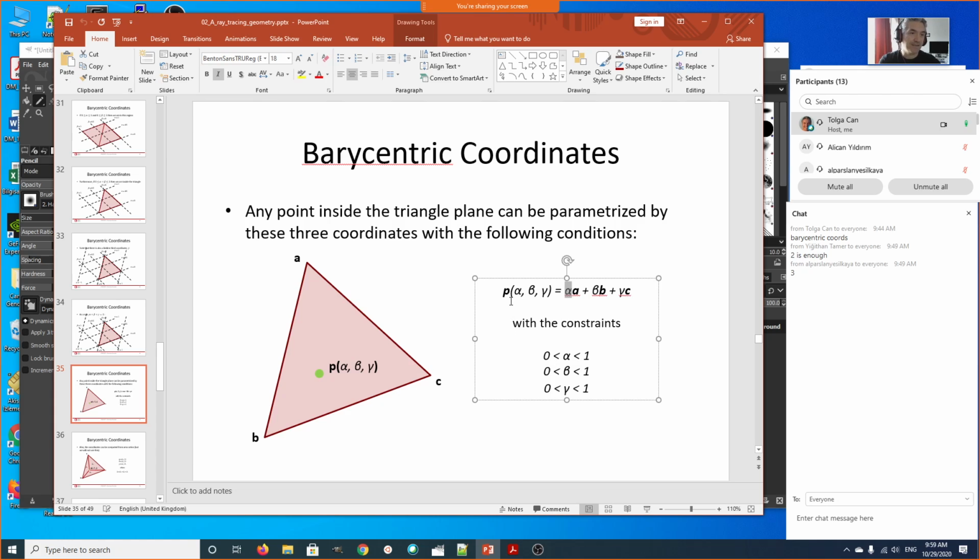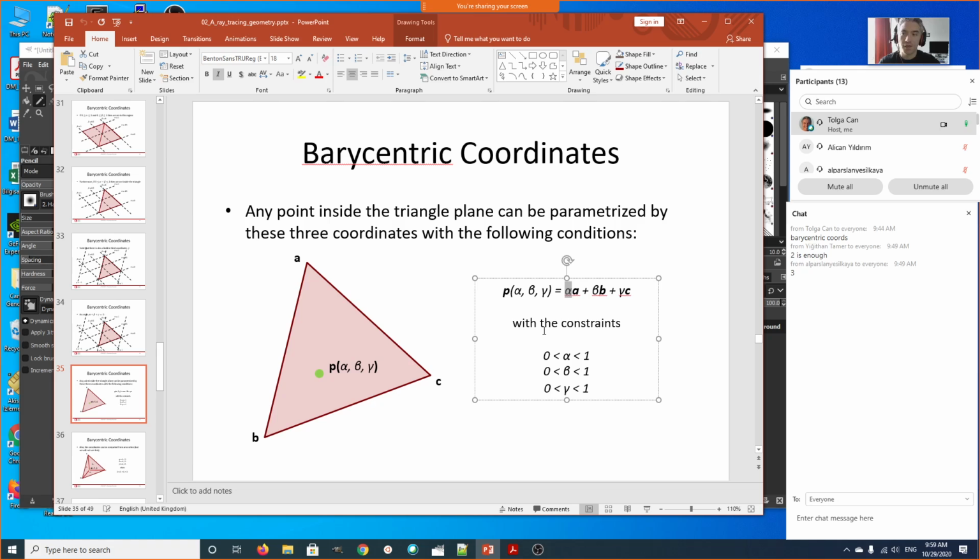Our ray is three-dimensional. So what we will have is three unknowns: t, beta, gamma, and three equations for the x, y, z coordinates. And we solve three equations, three unknowns. They will all be linear equations.